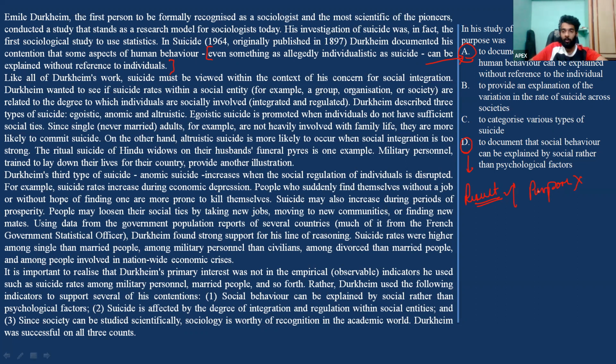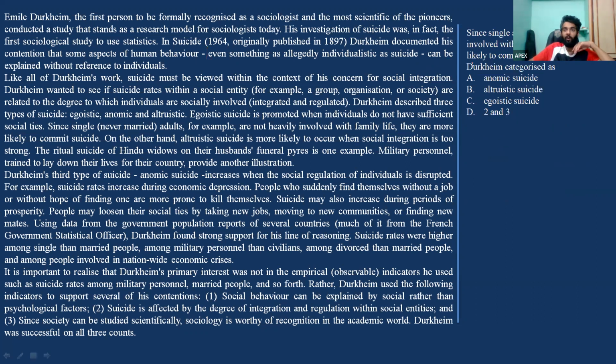So if we move forward, "since single adults are not heavily involved with family life," the moment we see single adults, I think we should go here. So this becomes a specific detailed question, right? What does it say? They are more likely to commit suicide, which Durkheim categorized as... Obviously we know that there's only one name that's been given to this, and that is egoistic, right? So the answer should be C. Now this is an easy question.